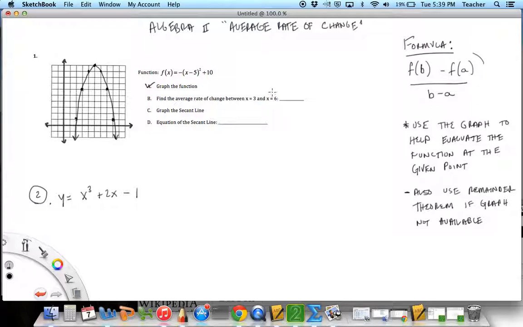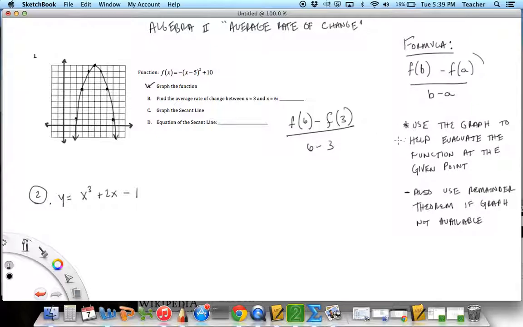Now I want to find the average rate of change between 3 and 6. To do that, let's use this formula, and you can use the graph to help evaluate the function at the given point. So b stands for the second number. If I have f of 6 minus f of 3, all over 6 minus 3.